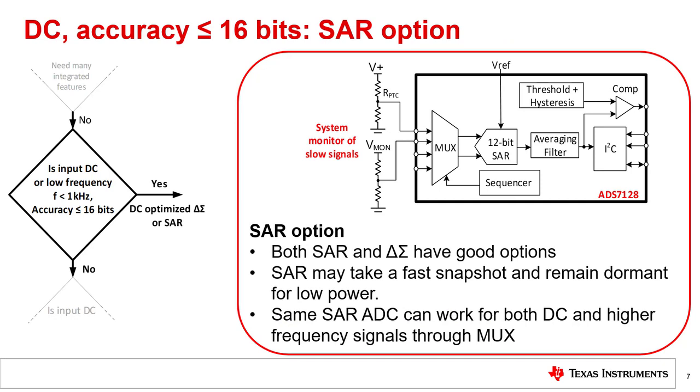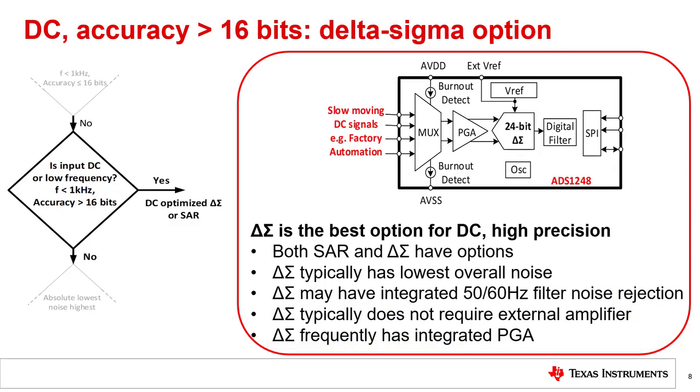This slide shows the SAR option of the general purpose converter. One advantage of the SAR converter is that it may be used to take a fast snapshot of the DC input signals and then enter a low power state. Also, there may be an application where most of the signals in the system are DC, but some signals require a faster sampling rate. In this case, the SAR may be the best option. If all the inputs are DC, then you can choose either solution based on cost, package size, or other specifications.